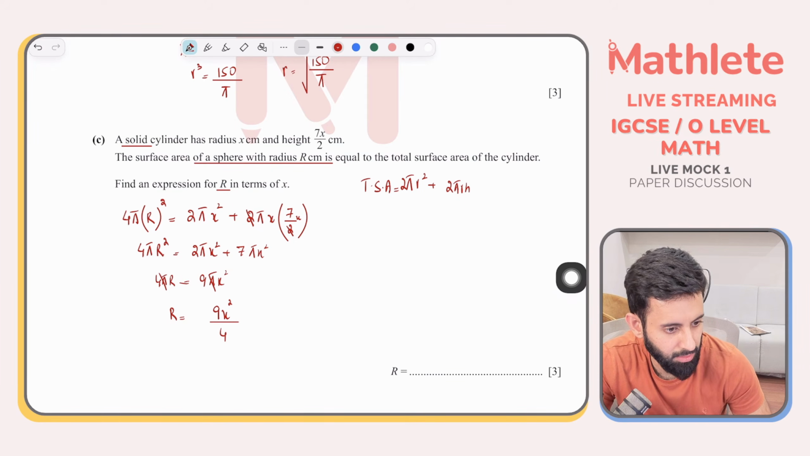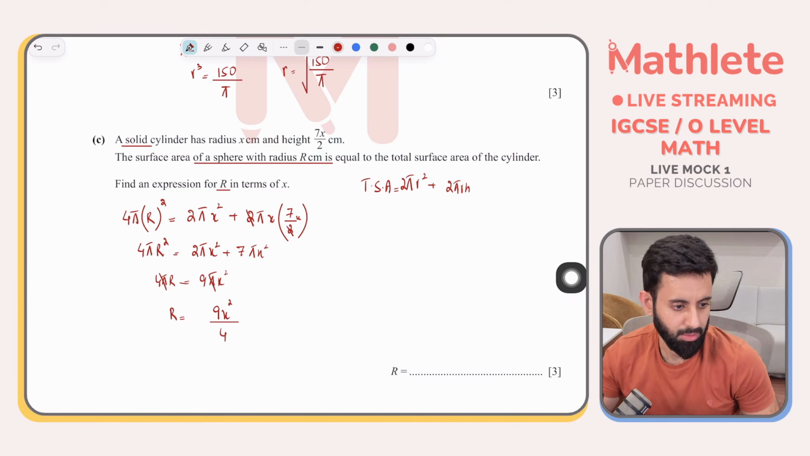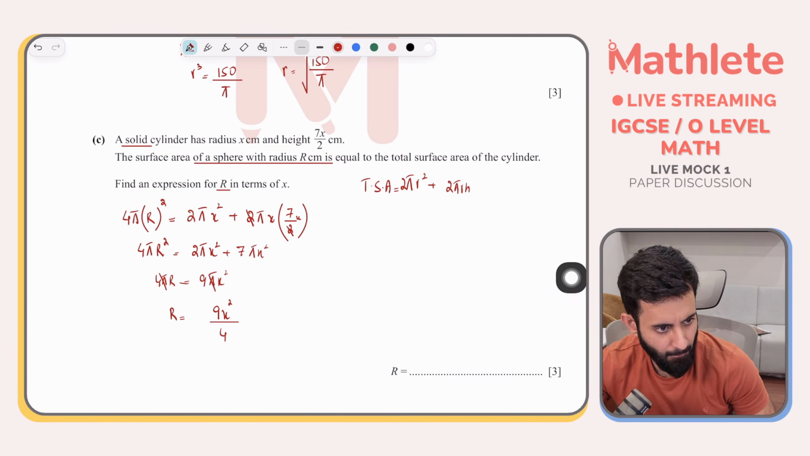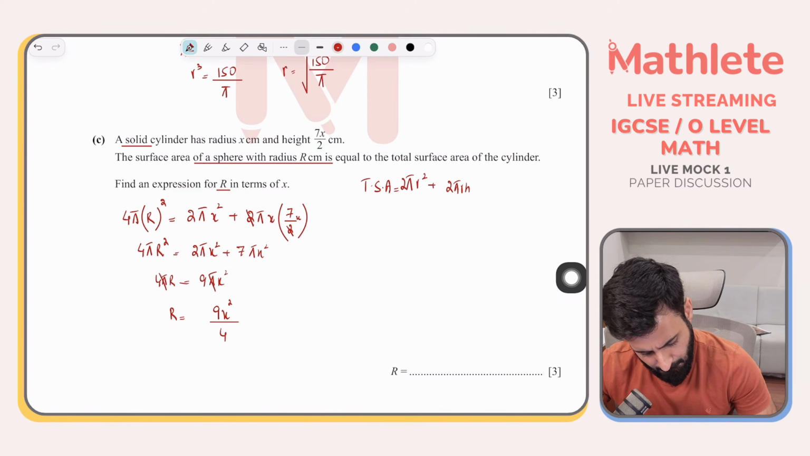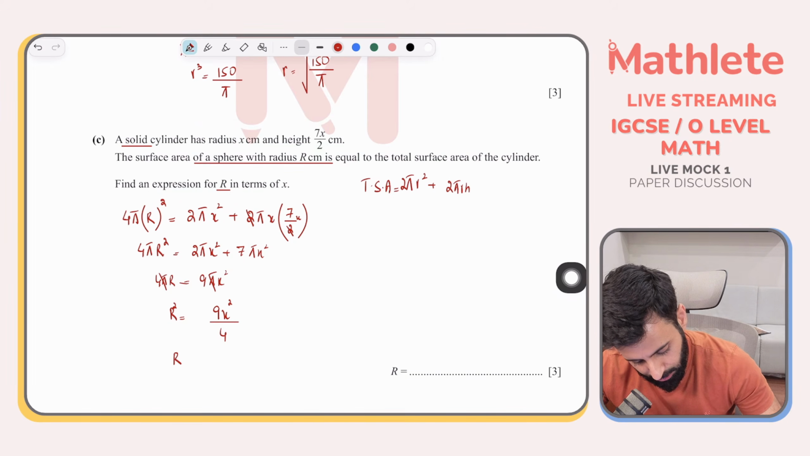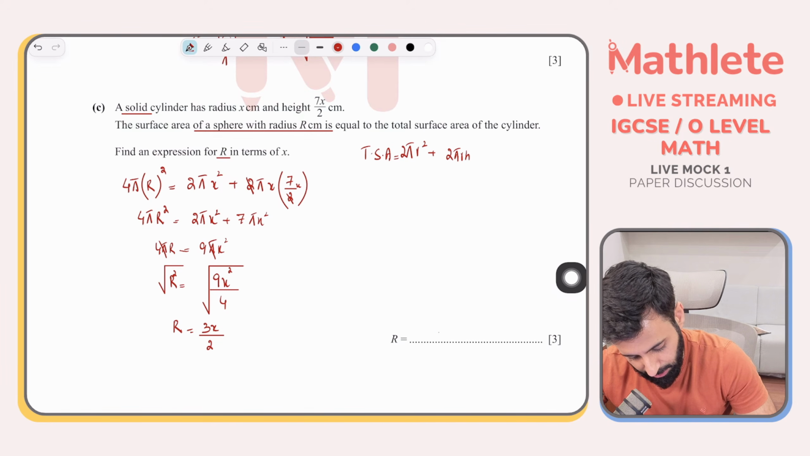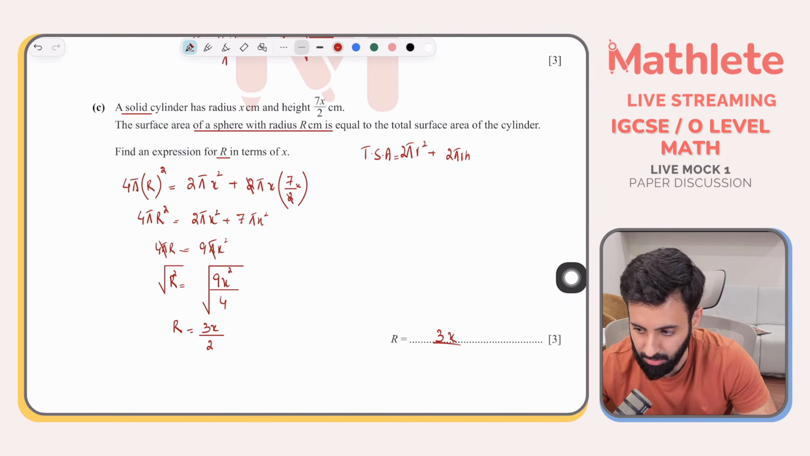Is that correct? I think so. I don't see why not. Oh, this is r square. Now, to find out the value of r, we'll have to take the square root on both sides. The square root of 9 is 3, the square root of x square is x, the square root of 4 is 2. So that means the final answer is 3x upon 2.